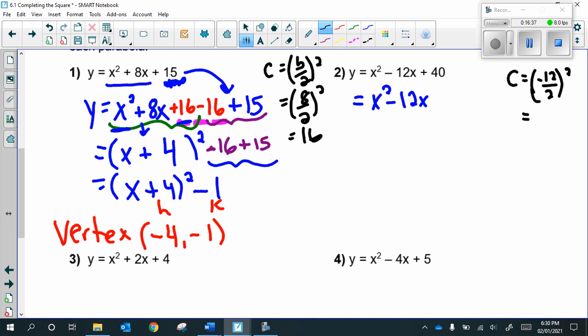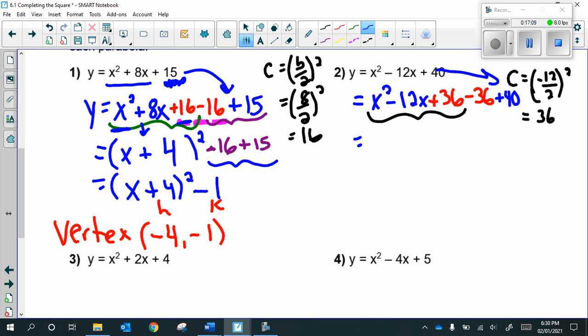Negative 12 divided by 2 is negative 6. Negative 6 squared is 36. Anytime you square a negative, it's going to be a positive. So our c value should always end up being positive. So since I have a magic number of 36, I'm going to add 36. And because I added 36, I also have to subtract 36, and plus 40. That 40 does not disappear, it goes on the end. So what I've done is I've created a perfect square with my first three terms.